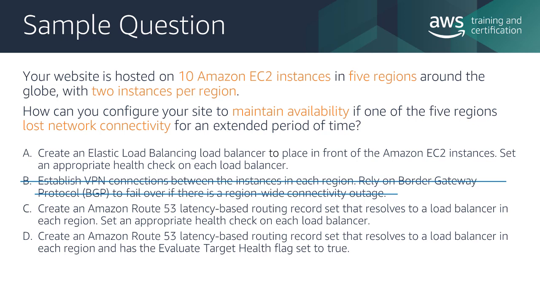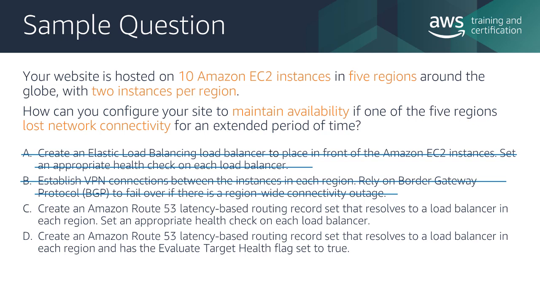As we look through the other answers, option A, an elastic load balancer in front of the EC2 instances with an appropriate health check. That's great to do availability inside a single region. It doesn't work across multiple regions. Now, some of you might be saying, wait, there was a new feature released from ELB Network Load Balancer that it works across regions if the VPCs are peered.